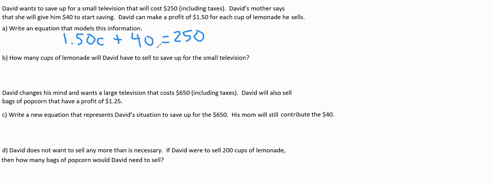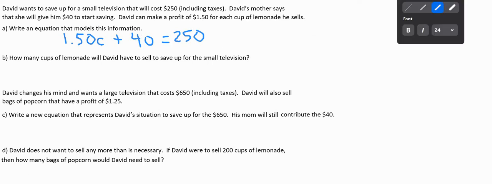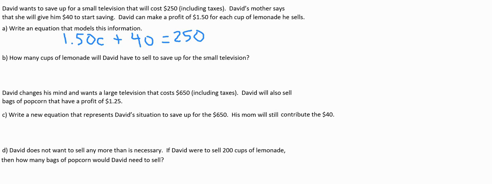Part B is how many cups of lemonade will David have to sell to get this small television. So we just need to solve this for C. So we're going to get rid of the stuff that's on the same side of the letter, but not touching it. That's the positive 40. So we're going to subtract 40 on both sides. And that would give us 1.50C equals 210.